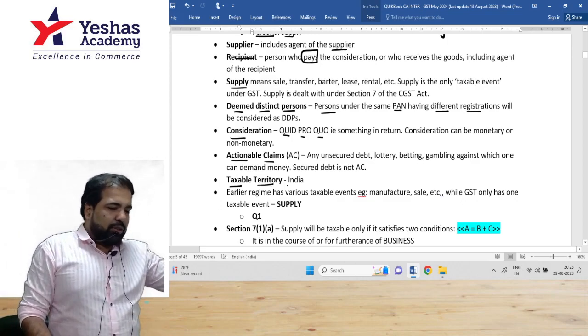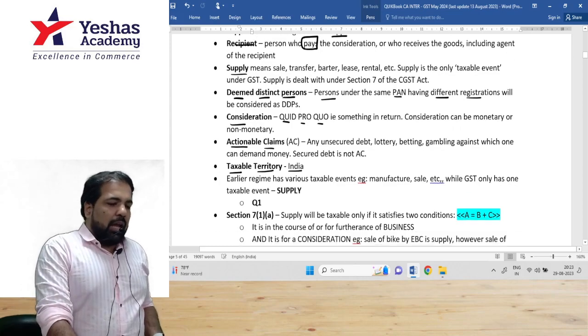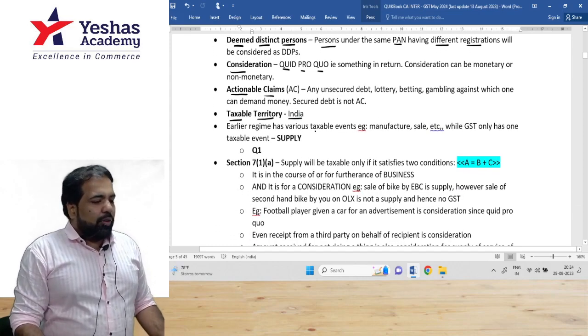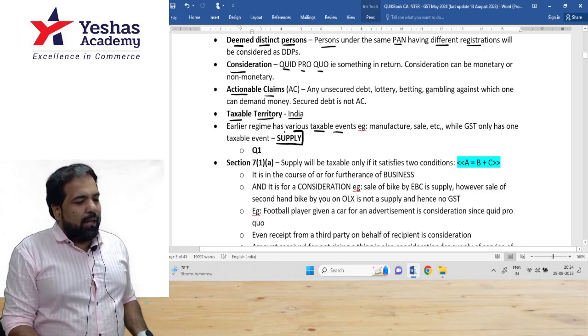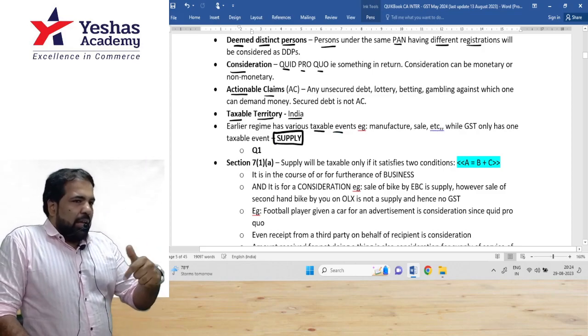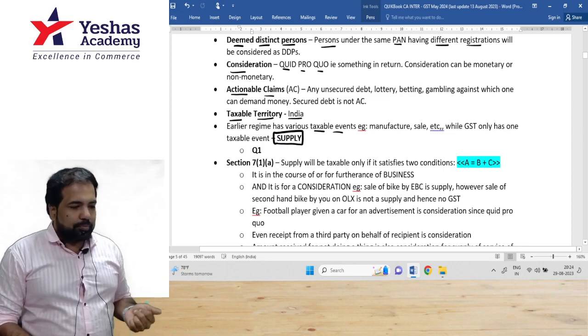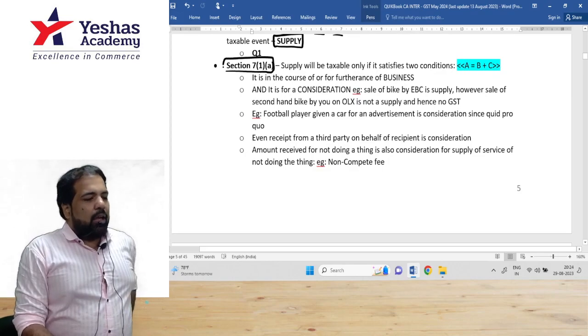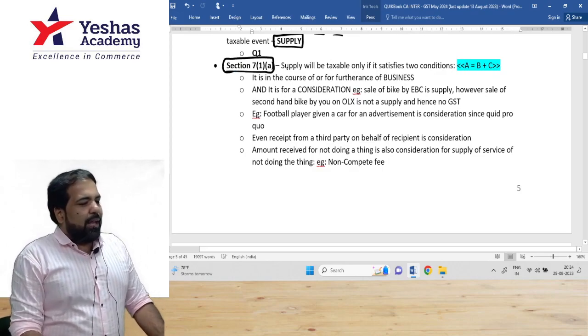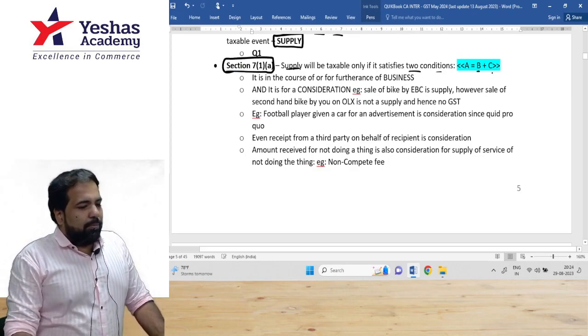Taxable territory, wherever you see this word, it means India. And in the earlier regime, we had different taxable events. Now we have only one taxable event, which is supply. It is like the oxygen of GST. If no supply, no GST. The first is section 7(1)(a), the main section, which says that supply has twin conditions: B plus C.